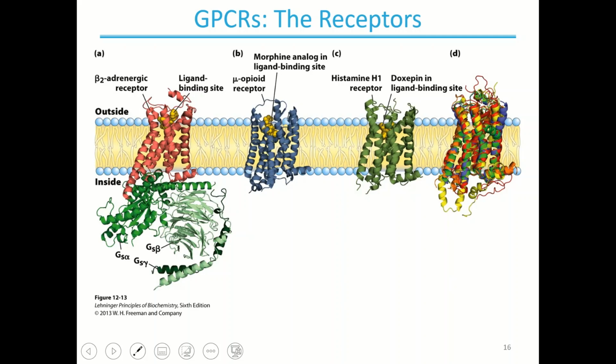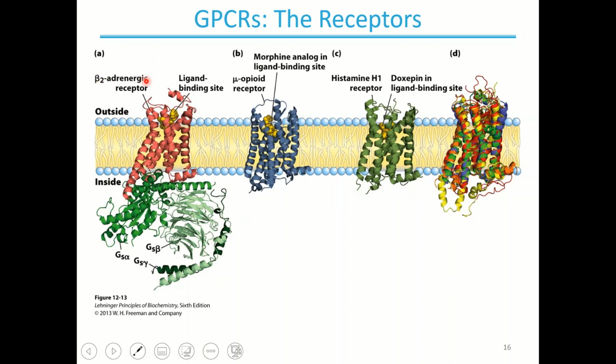Right, so here are a few crystal structures of different G protein coupled receptors. Their positions in the membrane are shown here. Okay, so they span the entire membrane. There's an extracellular part and an intracellular part. The extracellular part is where the ligand is going to bind, the ligand binding site, and then the inside part is where it's going to be interacting with the G protein.